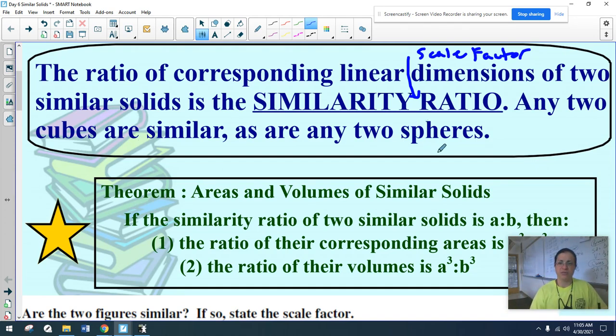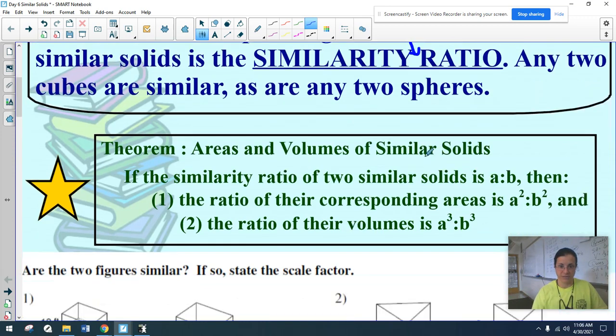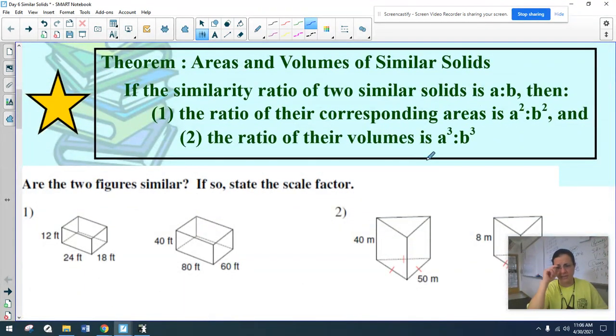And any two spheres are similar because it's just a ball. So you're just going to have a ball with a radius and all the radii are the same. So if you have a ball that's 3 inches with a radius and then another ball with 6 inches as the radius, 3/6 is just going to give you a half. So all cubes are similar and all spheres are similar. I started with this because this is the key point of today and tomorrow.